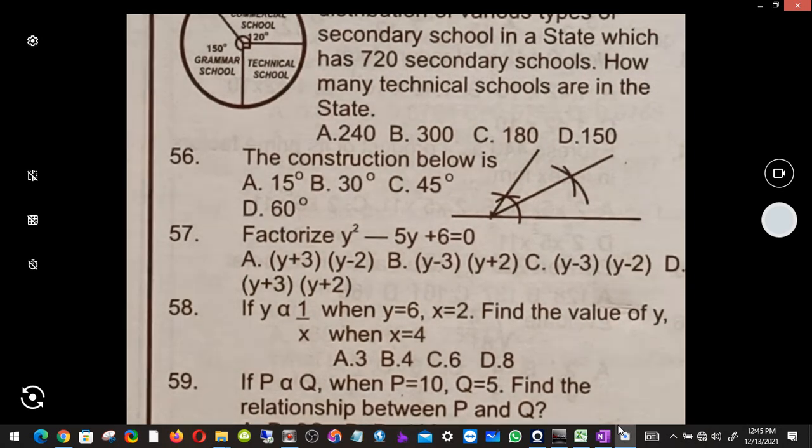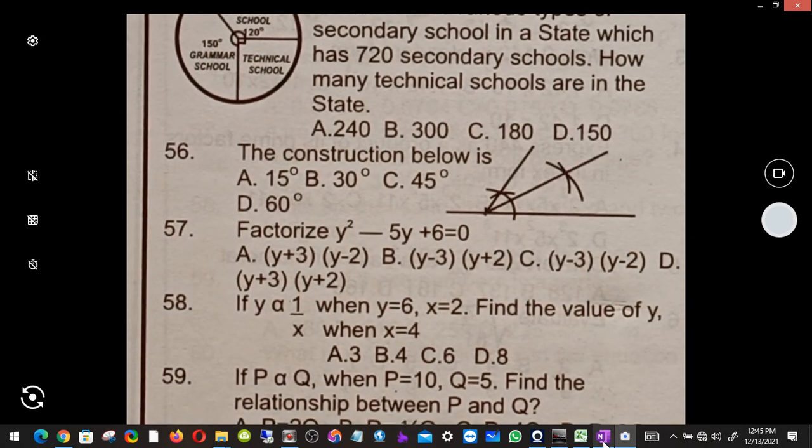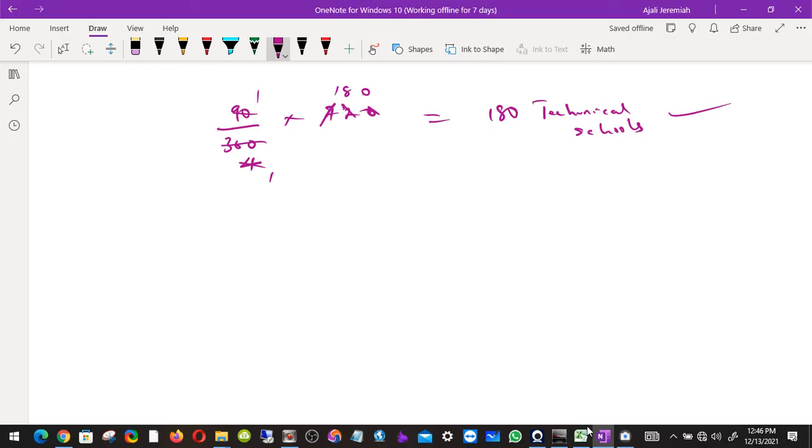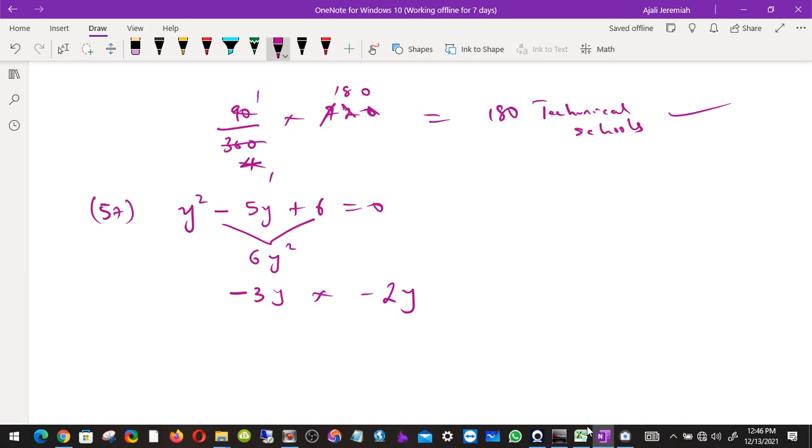Number 57. Factorize y squared minus 5y plus 6 equals 0. A quadratic expression equal to 0, so number 57 is an equation. Florence, call for me. y squared minus 5y plus 6 equals 0. So factors of 6: minus 3 times minus 2. Minus 3 times minus 2 is what? 6. Minus 3 plus minus 2 is what? Minus 5. So that's the correct one, right? Yes, sir. If you multiply these two, you get this. If you add these two, you get this. So we take this to replace that. That gives us what?